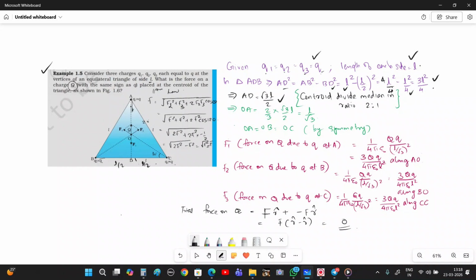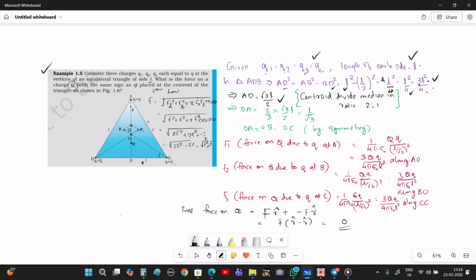Then what will be AD? AD will be, taking the root, root 3 L by 2, since the root of L square is L and the root of 4 is 2. Another important thing you have to know here is the centroid, that means the center point. The centroid divides the median in the ratio 2:1.